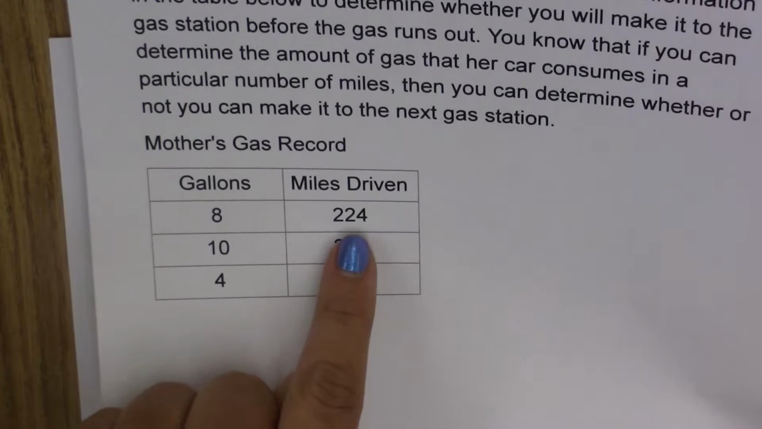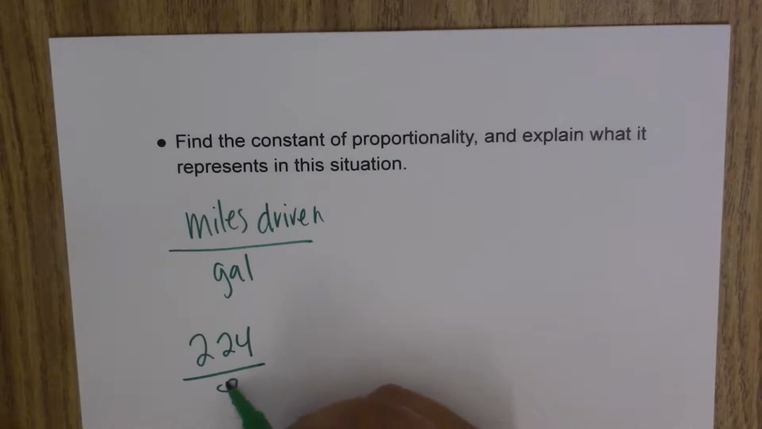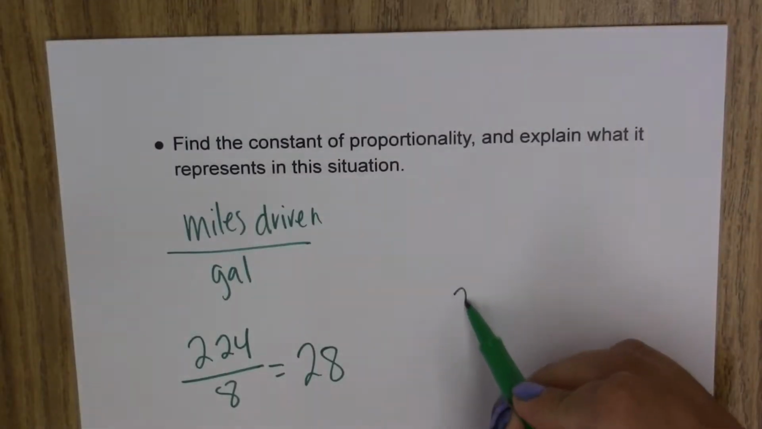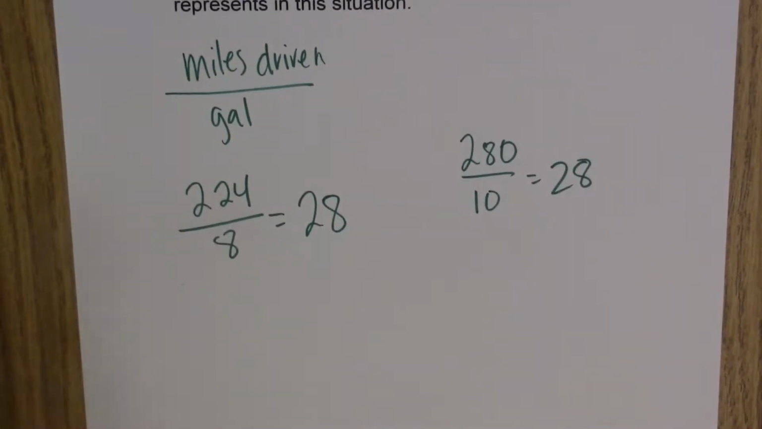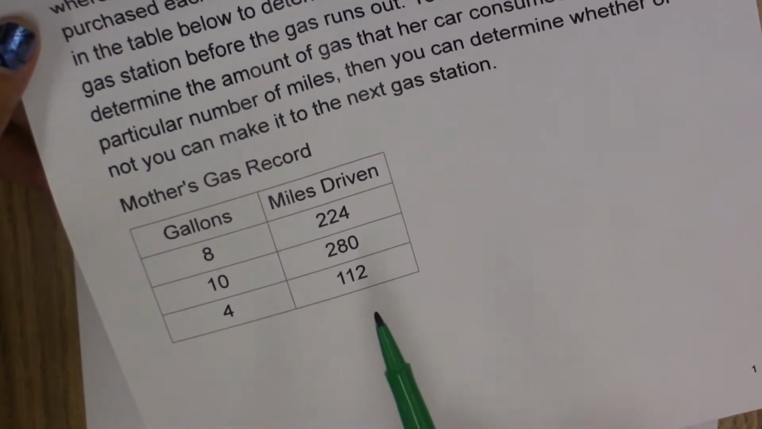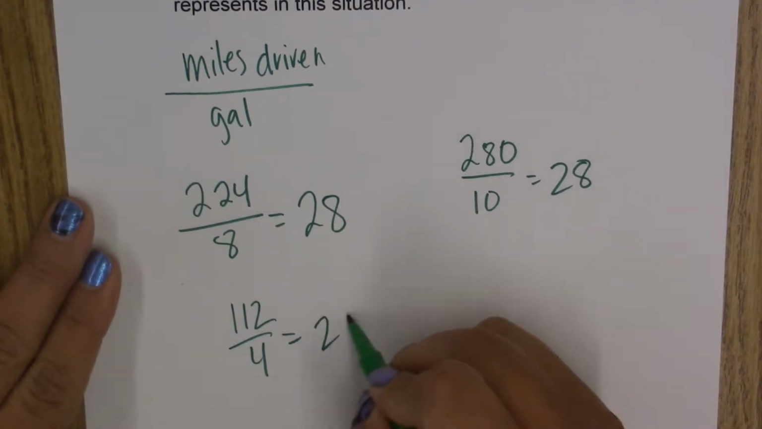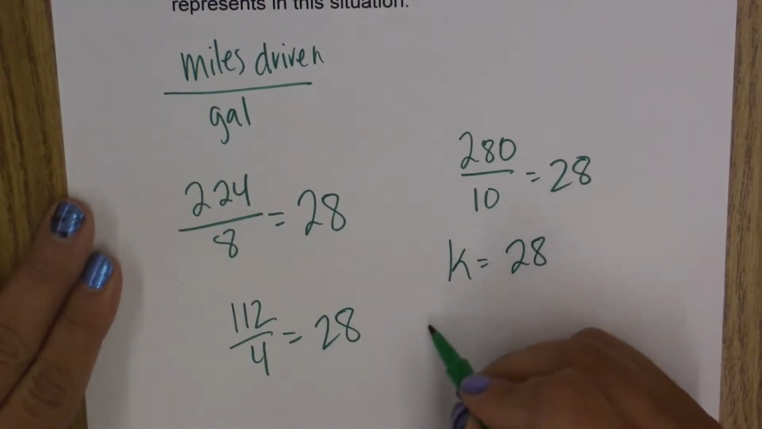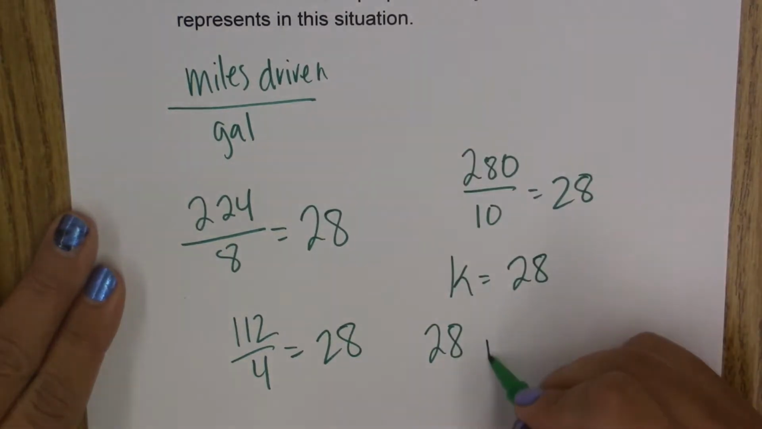All right, so the first one is 224 to 8. And when I simplify this down, I get 28. My next row, 280 to 10, which is also 28. And then the last line, 112 to 4, which when you divide is also 28. So our constant of proportionality is 28. And this means she gets 28 miles for every 1 gallon.